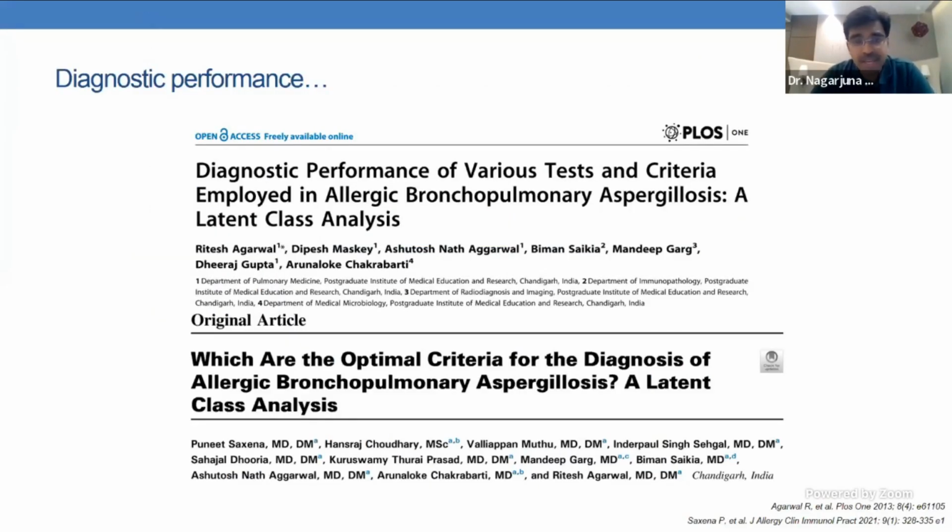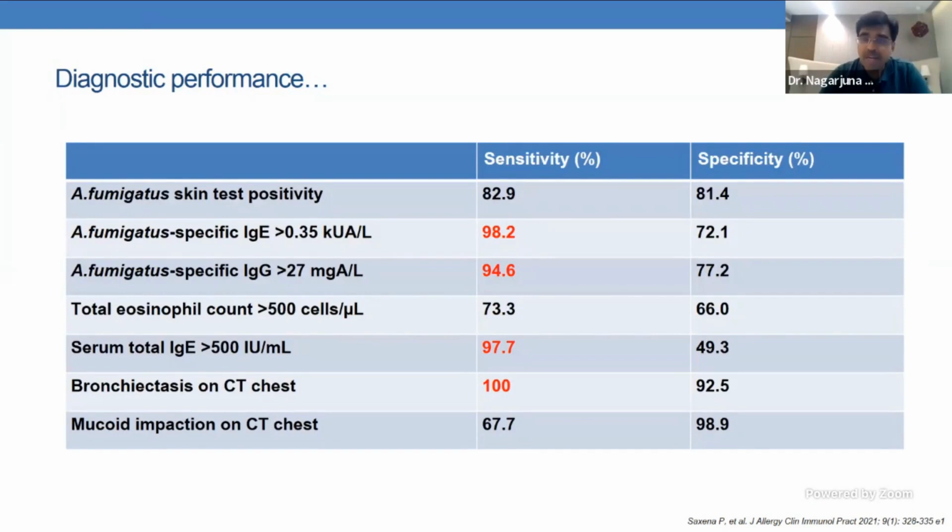Now, coming on to the diagnostic tests, ABPA is one disease where India leads the research in the globe. And a lot of papers from Dr. Ritesh and team from PGI, I'll be quoting a lot of them. So these are all the tests which are commonly done to screen and to diagnose ABPA. Now we have to understand these tests. So what are these tests? One is the Aspergillus fumigatus skin test, Aspergillus fumigatus specific IgE, specific IgG, eosinophil count, and total IgE.